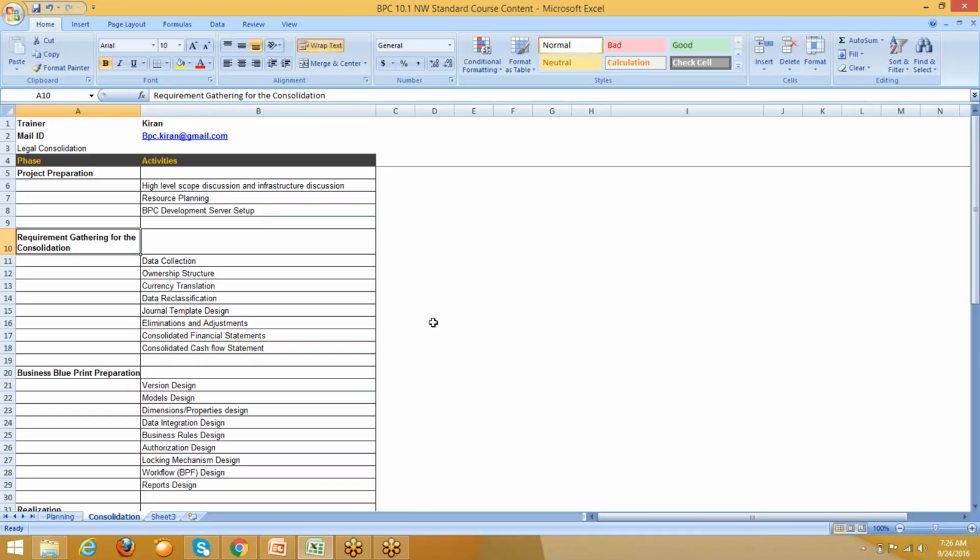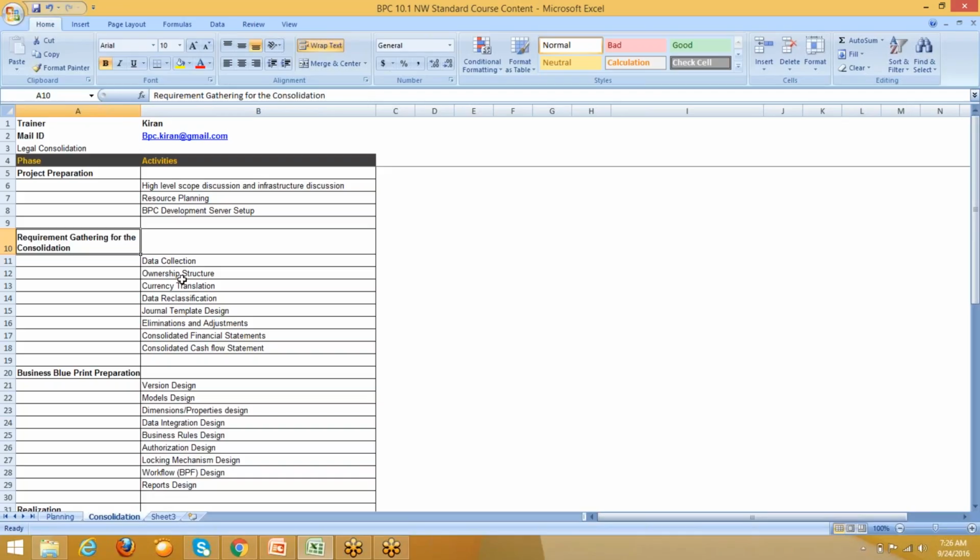As part of requirement gathering for consolidation, how you are going to collect data for this particular consolidation. Consolidation is basically consolidating a lot of entities. You might have different entities, 60, 70 entities. They might be using different chart of accounts. They might be using different currencies. You have to collect all this data into the BPC system.